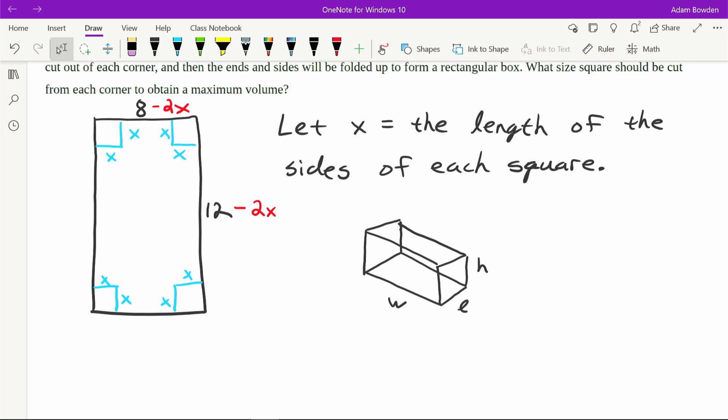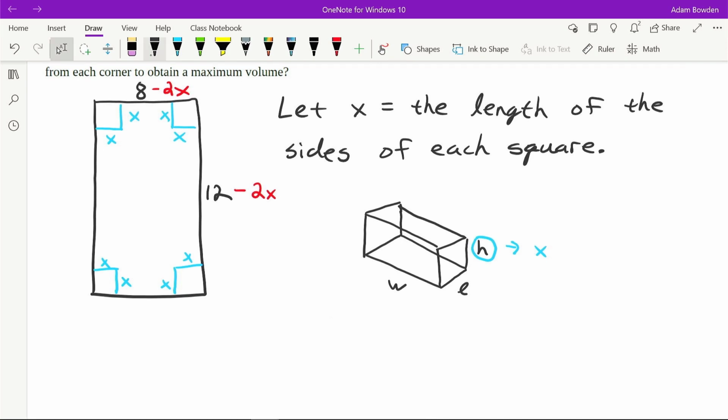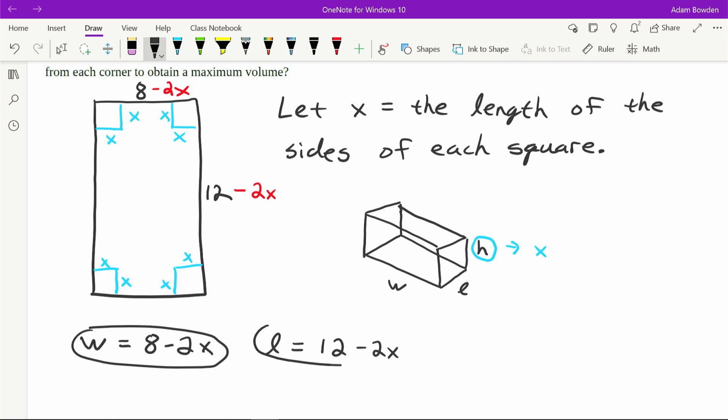And so the question I have is, what is this h represented by in our different letters? In this case, since we've cut out the squares and we fold it up, x is going to turn into the height along that side. So here's how we're going to be able to represent everything. Our width, we're going to write that as 8 minus 2x. Our length, we're going to write that as 12 minus 2x from our picture up above. And the height, h, of our box is given by the letter x.